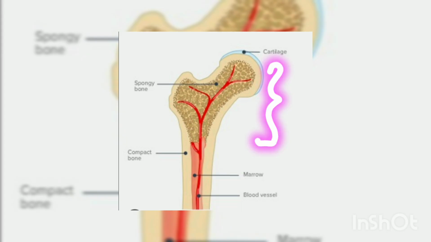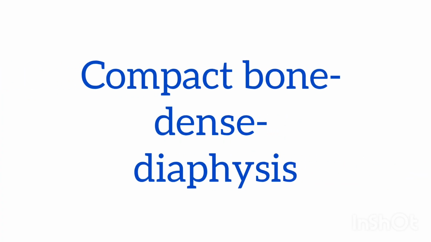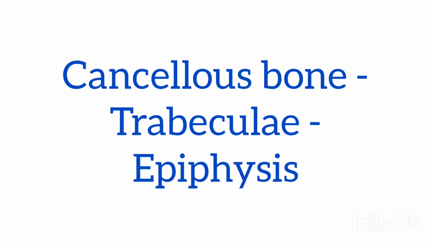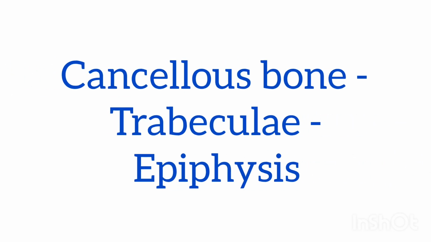Cancellous bone, on the other hand, has a network of thin bony plates and rods called trabeculae. It is lighter and is commonly found at the ends of long bones, especially within the epiphysis. And here's the key concept: cancellous bone isn't randomly arranged. Its trabeculae are arranged according to the lines of mechanical stress acting on the bone. Therefore, compact bone is dense at the diaphysis, while cancellous bone is trabecular at the epiphysis.